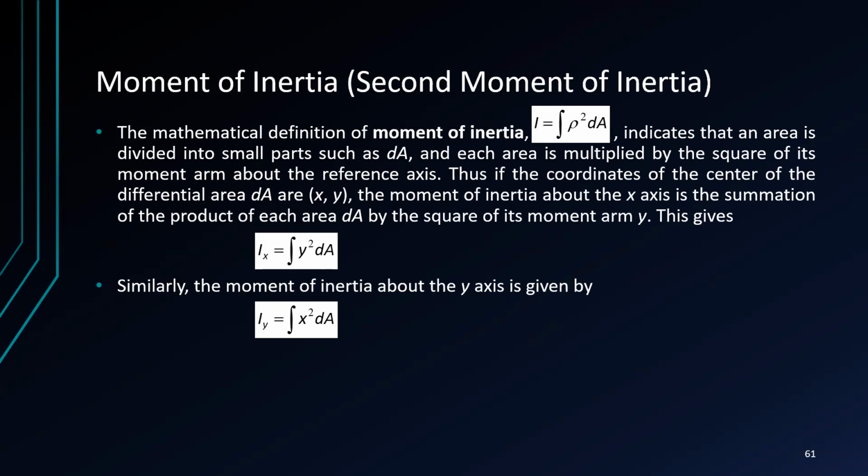Thus, if the coordinates of the center of differential area dA are x and y, the moment of inertia about the x-axis is the summation of the product of its area dA by the square of the moment arm y. This gives Ix equal to the integral of y squared dA. Similarly, the moment of inertia about the y-axis is given by Iy is equal to the integral of x squared dA.